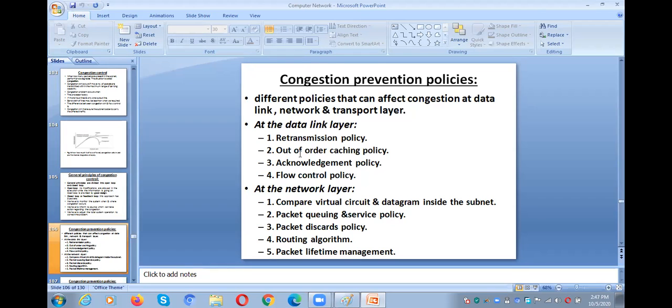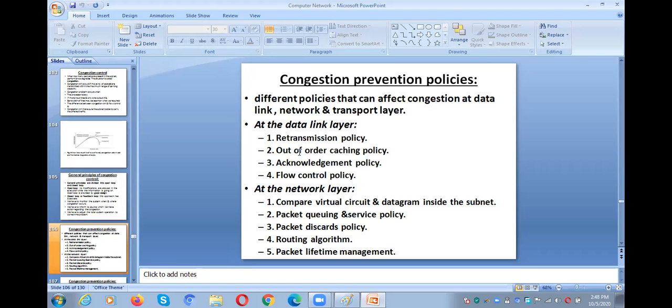Out of order means here there are two types of things: connection oriented and connectionless, right? Out of order means you need to follow the sequence number. If you give the correct sequence number, whenever it reaches the destination, based upon the sequence number the receiver will arrange them in order and forward them to the network layer. And the acknowledgement policy.